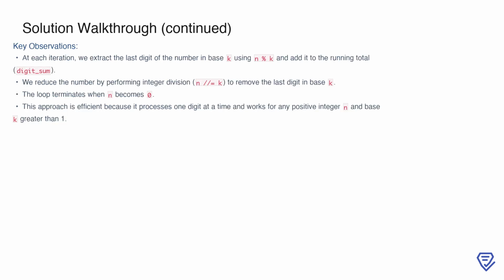This process illustrates some key observations. At each iteration, we extract the last digit of the number in base k using the operation n%k and add it to our running total, digit_sum. To remove the last digit, we reduce n by performing integer division, n //= k. The loop continues until n becomes 0, at which point all digits have been processed. This approach is efficient because it processes one digit at a time, making it suitable for any positive integer n and any base k greater than 1.